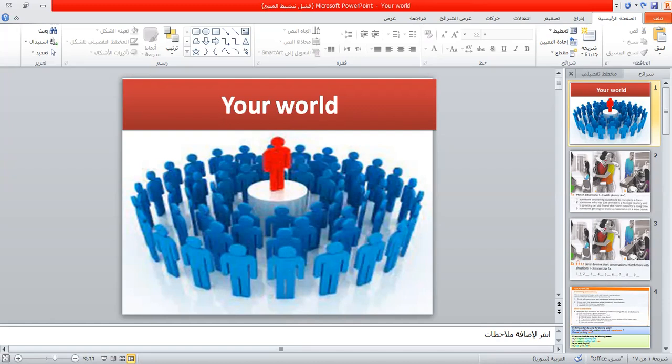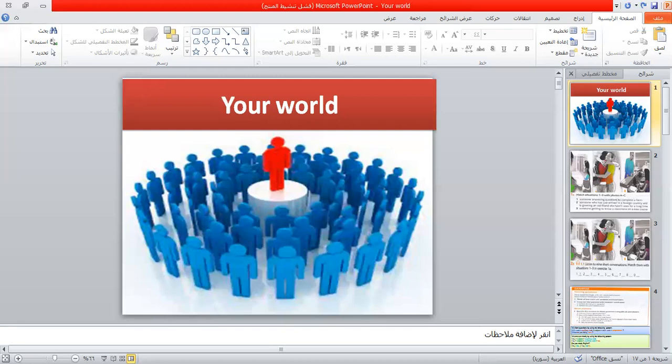Our lesson today will be about daily life, things we do every day, people we meet every day, and activities we do with people around us. So first of all, we have this picture. As you can see, someone in the middle of people around him or her, standing in the middle of them.